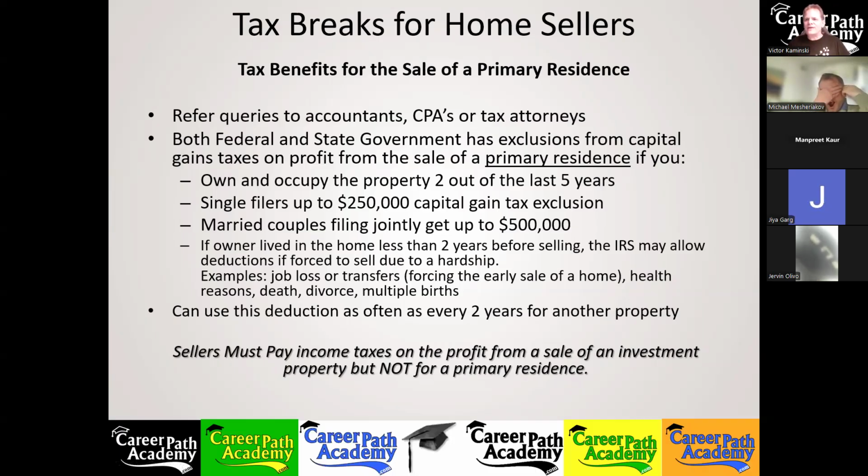But both the federal and state governments have these programs where you could get that capital gains tax exclusion from your primary residence, up to $250,000 for single filers and up to $500,000 for married couples who file jointly, if you lived in that house for 2 out of the last 5 years.